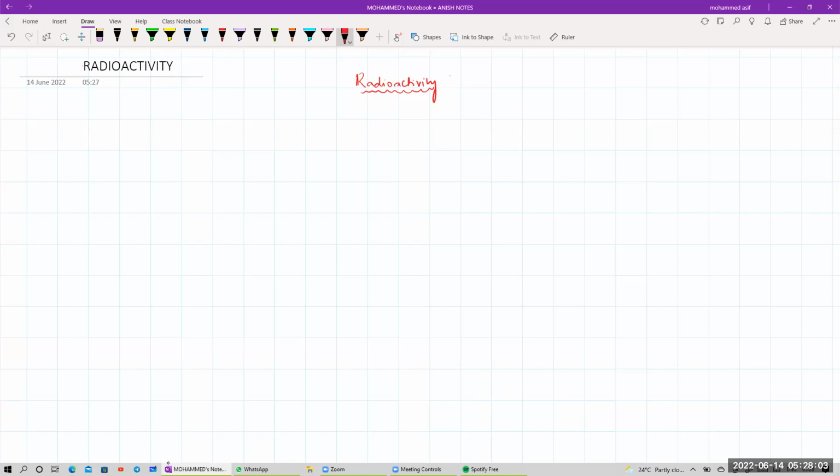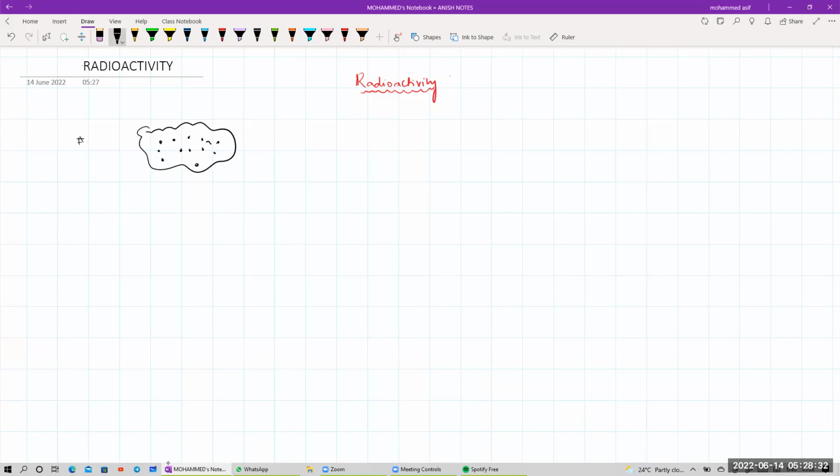Yes, sir. I hope you know what radioactivity is. The spontaneous emission of radiations from an element is called radioactivity, isn't it? Say, for example, I have a sample like this, and in that sample there are n number of nuclei present.